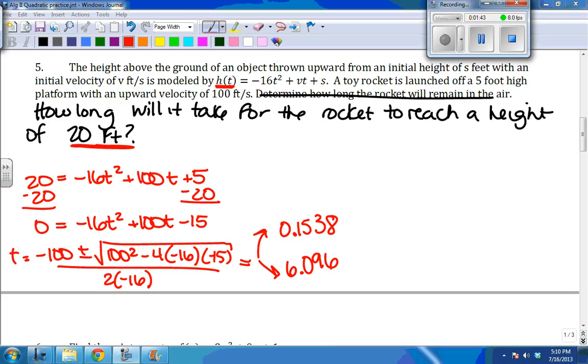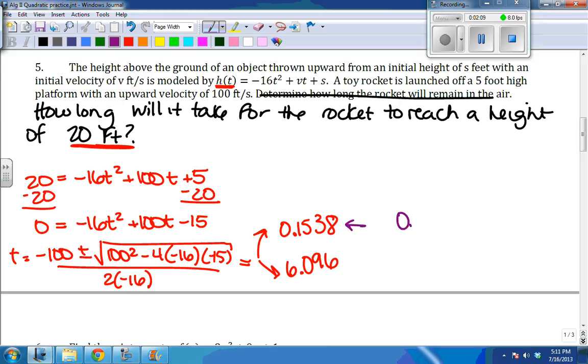Alright, I simplified my quadratic formula, and because it's real world, I was able to go into decimals, and the two answers I got were 0.1538 and 6.096. Now I'm going to go back and reread my question to make sure I can pick out my correct answer. The question was, how long will it take for the rocket to reach a height of 20 feet?